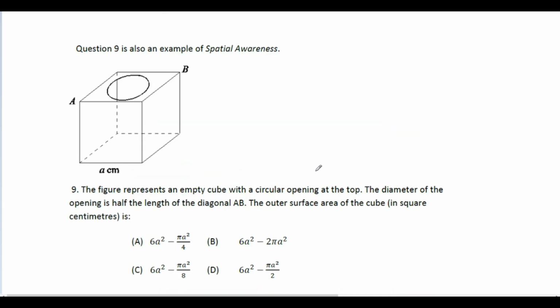Okay, question number 9. So we have that. This is actually really nice. I like this as well. Oh, wait. I'm enjoying this a little too much.